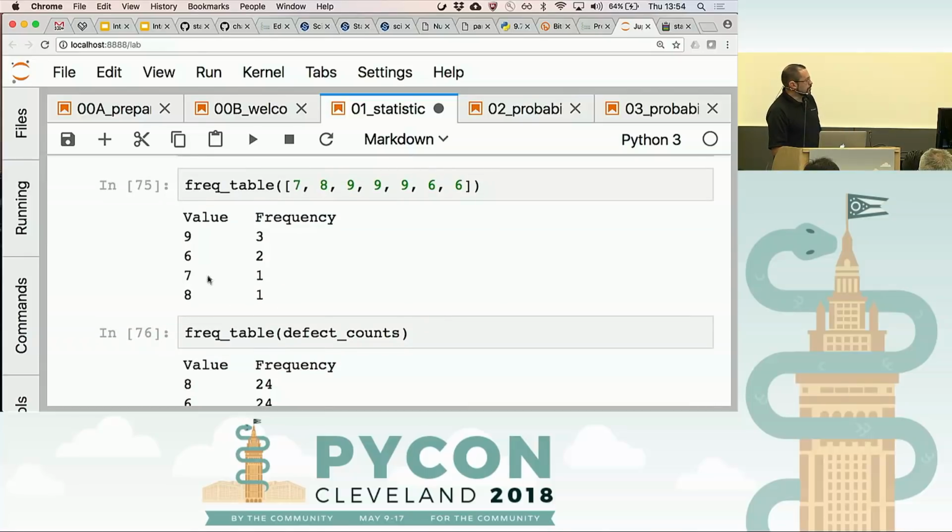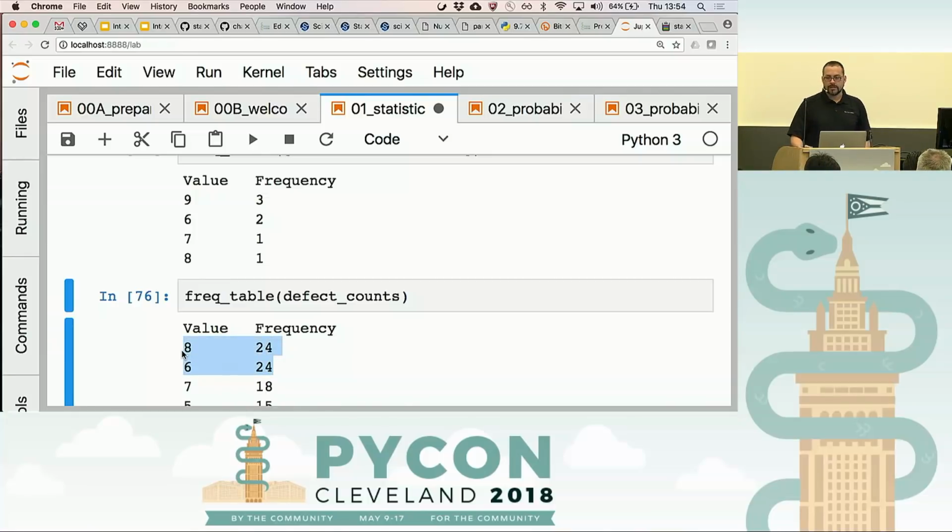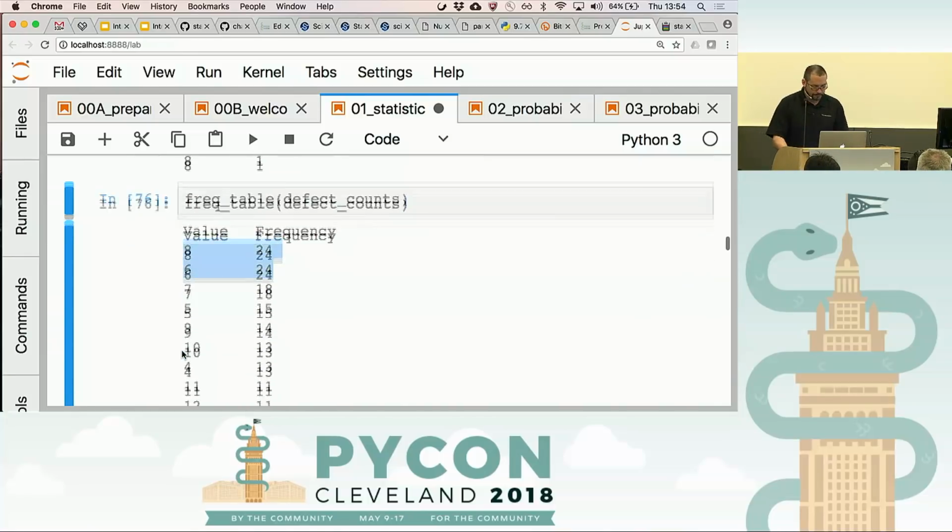in my frequency table, it showed that 8 appeared only once, where mode is going to show me the things that appeared most frequently. Mode would give me the value 9 showed up 3 times, or would give me the values 8 and 6 showed up 24 times. Does that help? Good. All right.